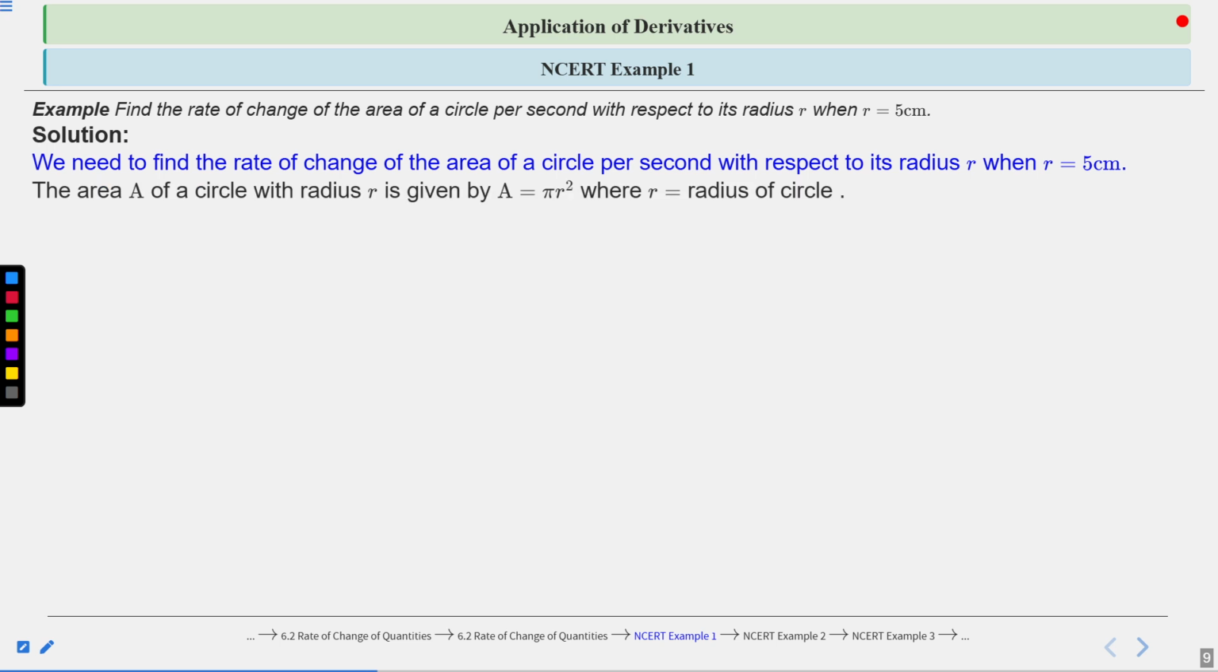Now the area A of a circle with radius r is given by A is equal to pi r square, right? Area is given as equal to pi r square where r is the radius of the circle, right?